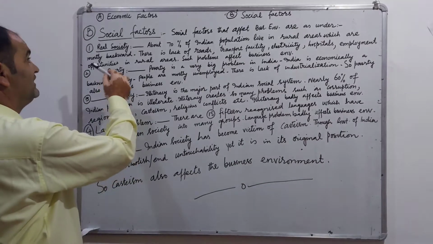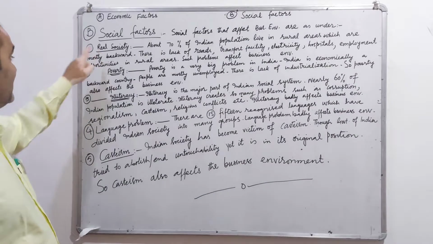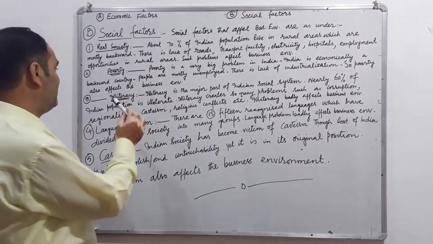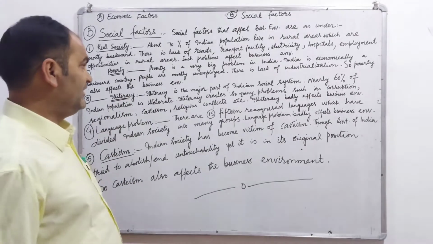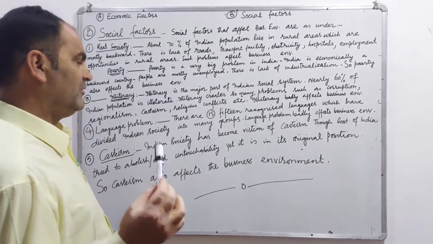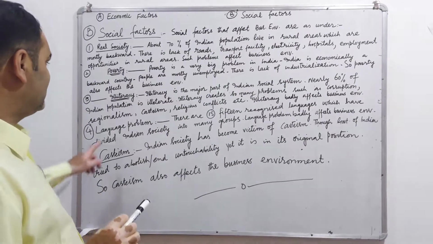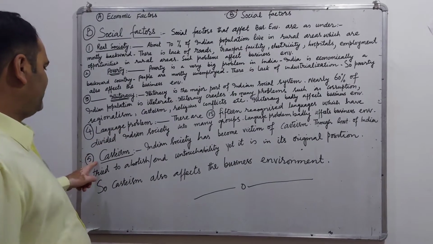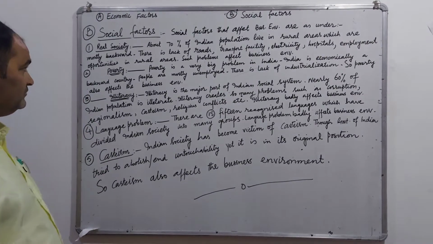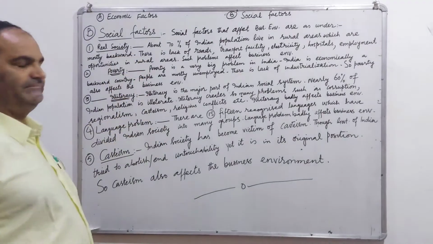For instance, we have rural society, one of the social factors. Number two, poverty. It's also a social factor influencing the business environment. Number three, illiteracy, a very important factor that can influence the business environment as well as the entrepreneurial opportunities. Number four, language problem or linguistic diversification. Number five, casteism. Let's discuss these factors one by one. Number one, the first factor, that is rural society.